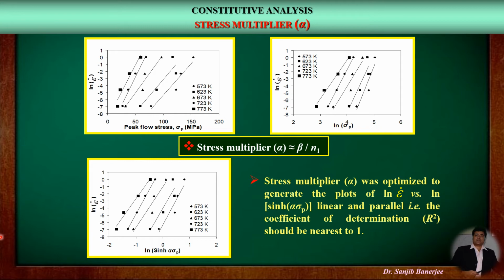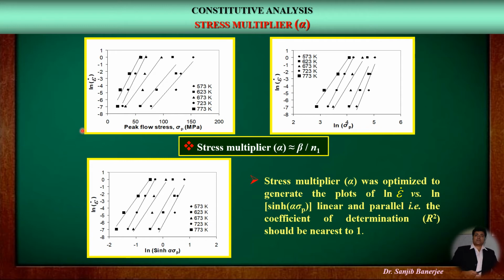Now in this section, we will discuss the stress multiplier alpha and its evaluation. The stress multiplier denoted by alpha may be optimized or approximated by two different methodologies. Let us first consider the first methodology.